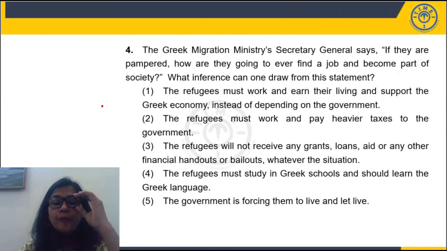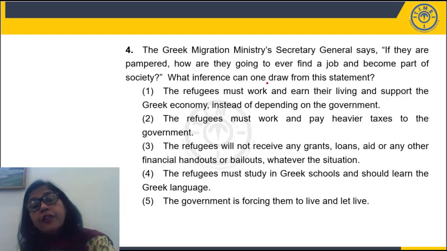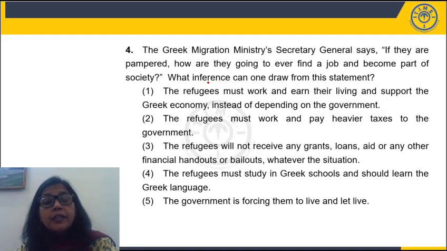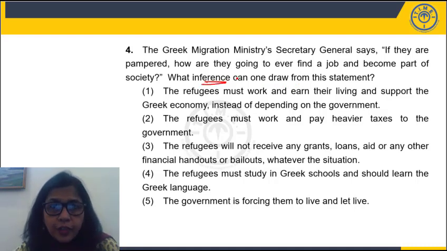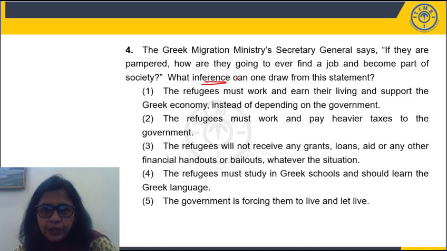Question number 4. The Greek Migration Ministry's Secretary General says, if they are pampered, how are they going to ever find a job and become part of society? What inference can one draw from this statement? It's an inference question. So we want something that is hidden. Yes, we want to read in between the lines. We want to understand, because of this statement, can we understand the mindset of the Secretary General and the situation of the refugees? Let's see.